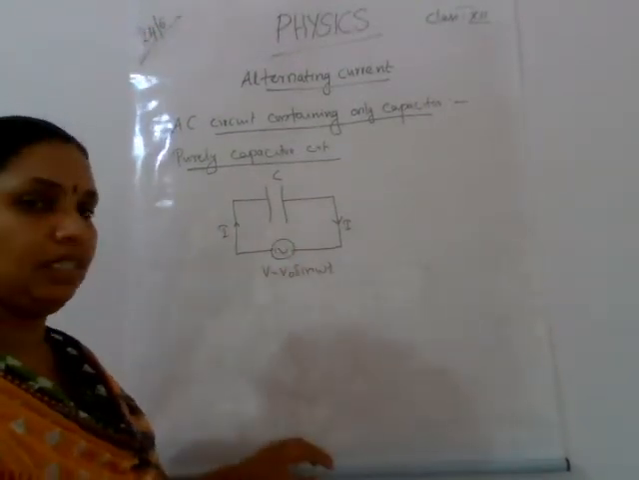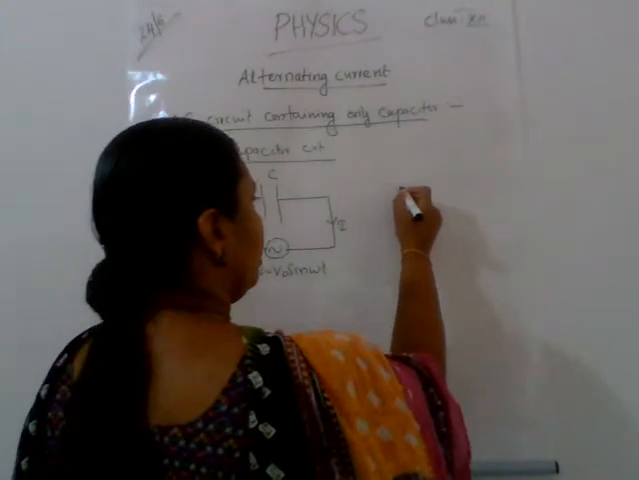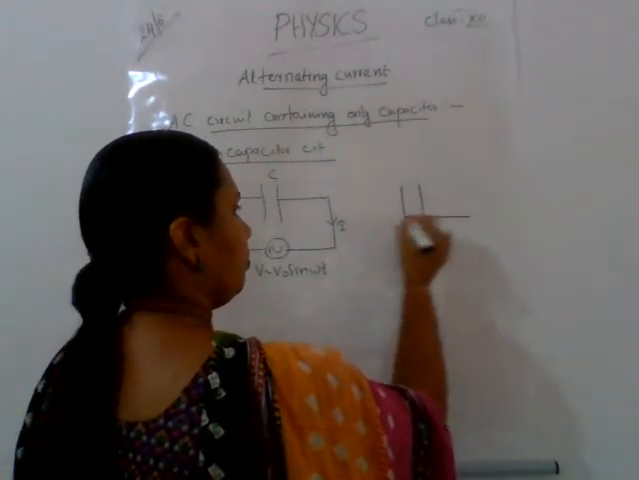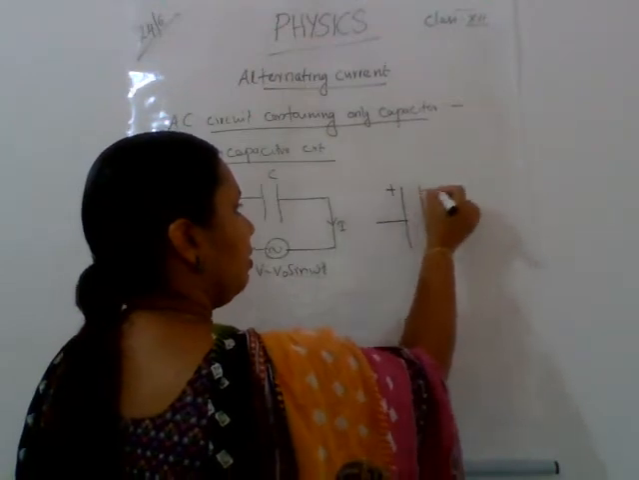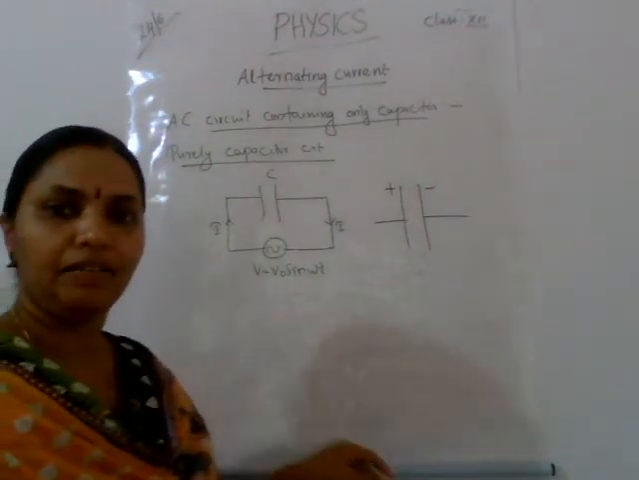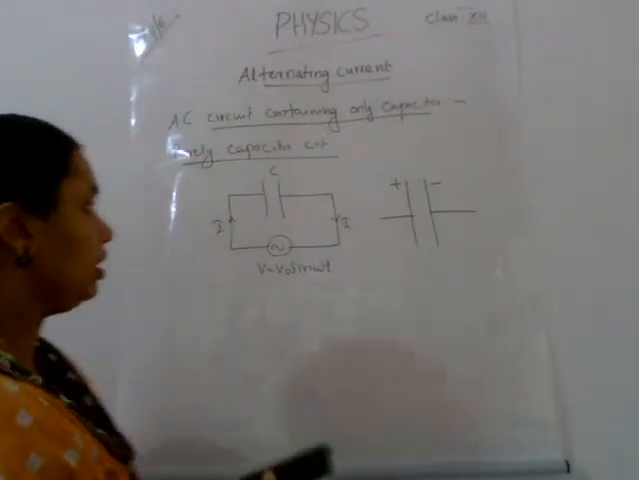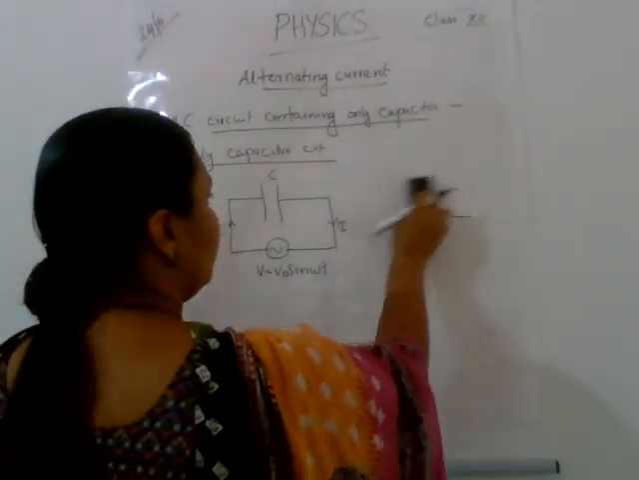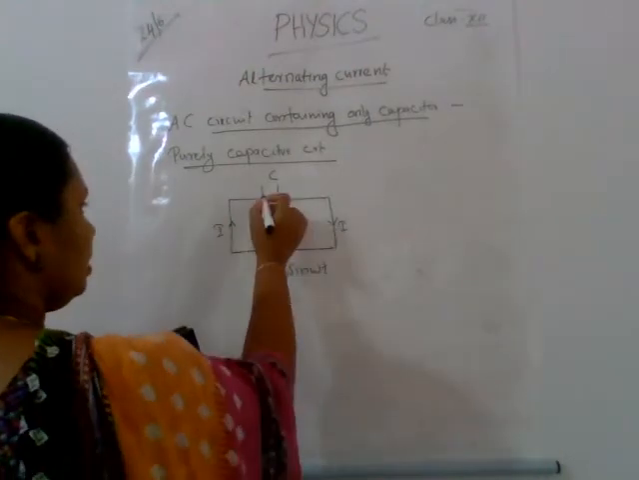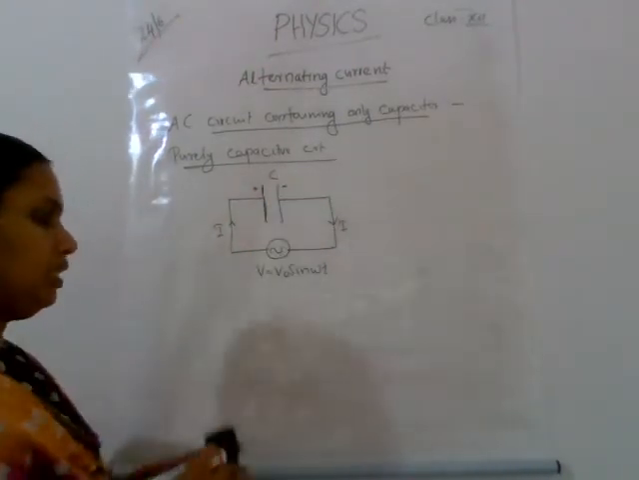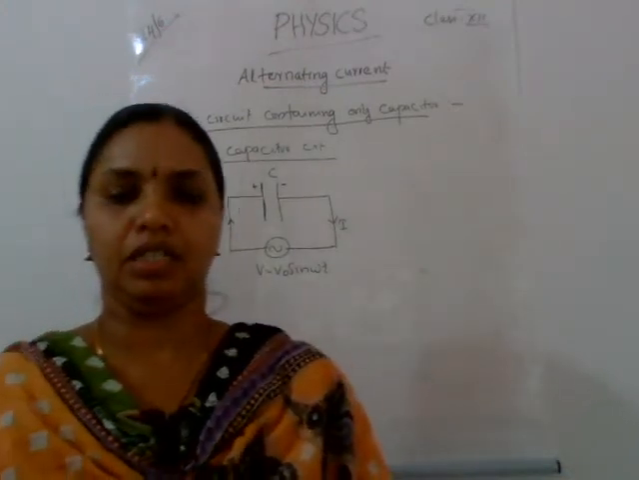This is the capacitor. We will draw the capacitor like two parallel plates like this. One plate will be positive and the other plate will be negatively charged. That is the capacitor, a parallel plate capacitor. Different types of capacitors are there.